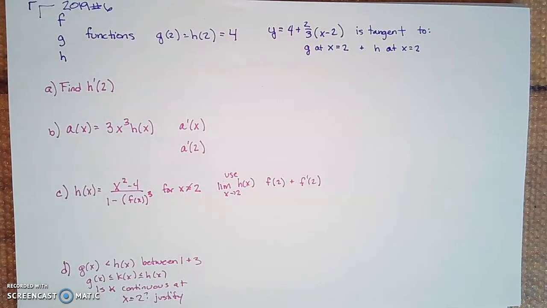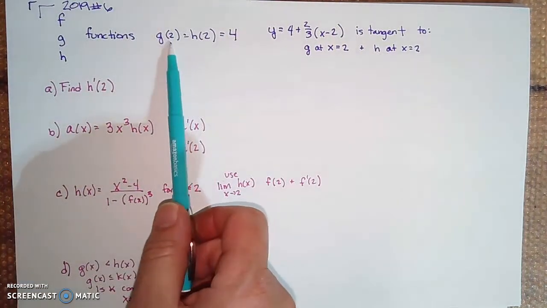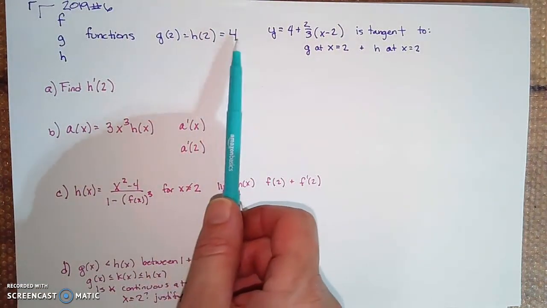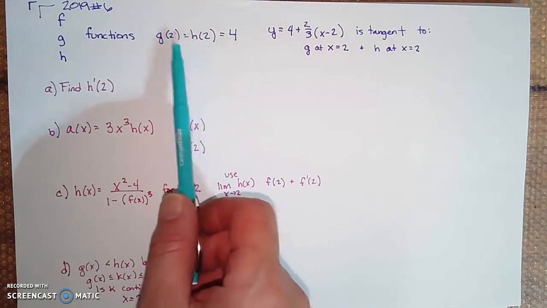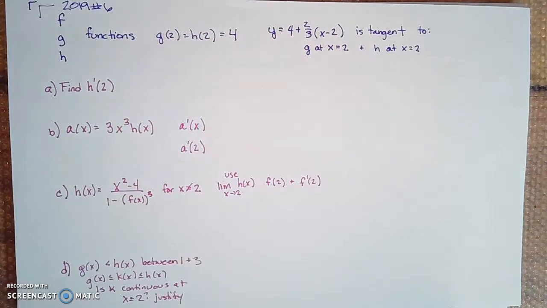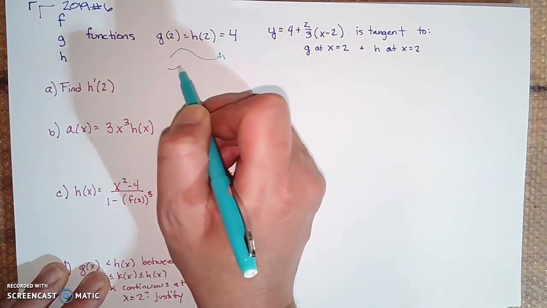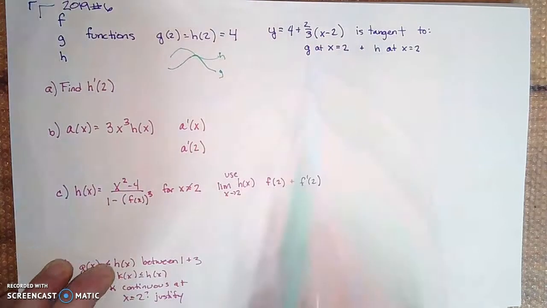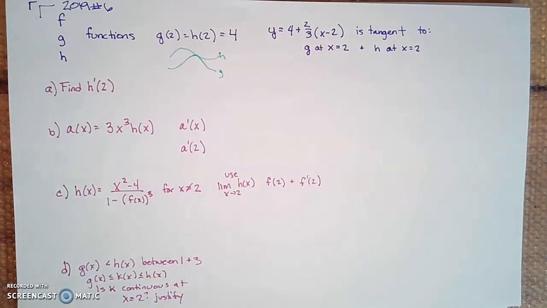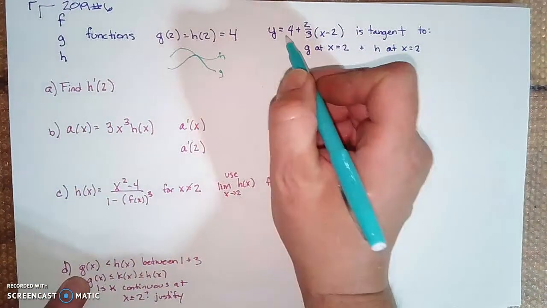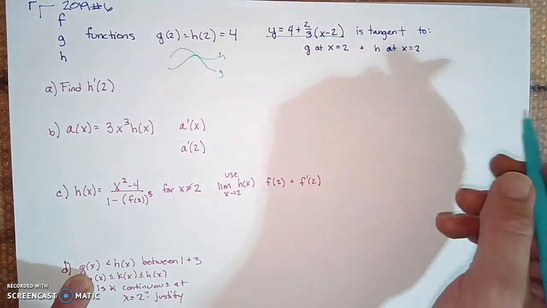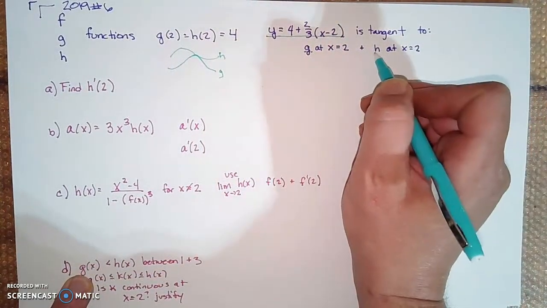They've told me that F, G, and H are twice differentiable functions. That just means they're all continuous and smooth. And that G of 2 equals H of 2 equals 4. That means G and H meet at the graph 2. So if I graphed them, I don't know what they look like. This could be H. That could be G. But they're going to meet at the same point right there. And they told me that this line is tangent to the graph of G at 2 and H at 2.